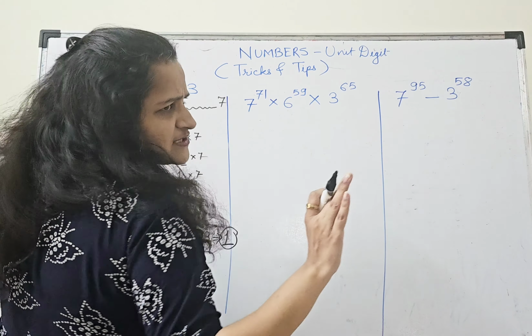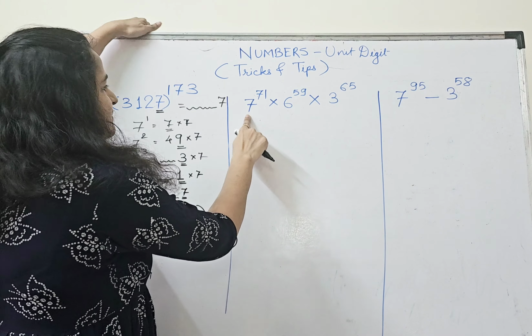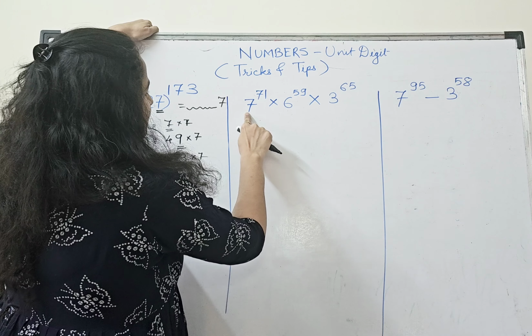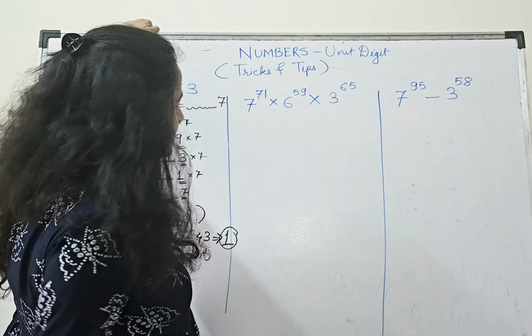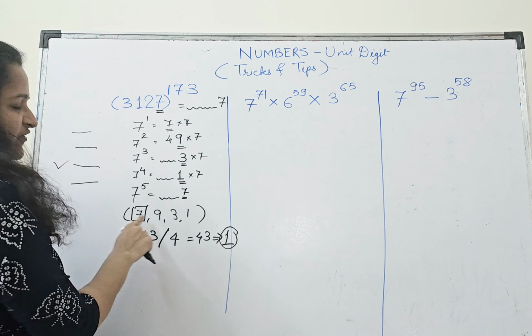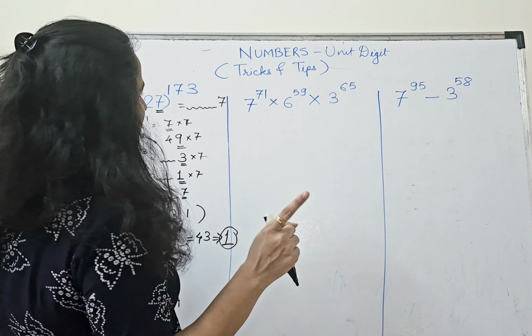Now again, see, the concept is the same. Find out the pattern. We will have to see the pattern of 7 here, 6 here and 3 here. So the 7 pattern we already know, right? We just figured it out. 7, 9, 3, 1, that's the pattern of 7.